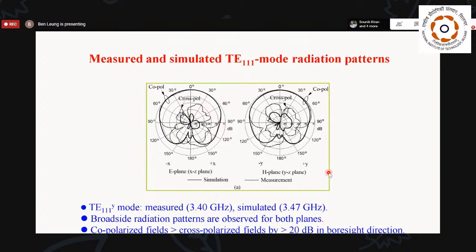This is the measured and simulated radiation pattern for the TE111 mode, the lower band radiation pattern. Now, we obtained the broadside radiation patterns as expected for TE111. And we have the co-polarized field larger than cross-polarized field by more than 20% in the broadside direction. So this direction.